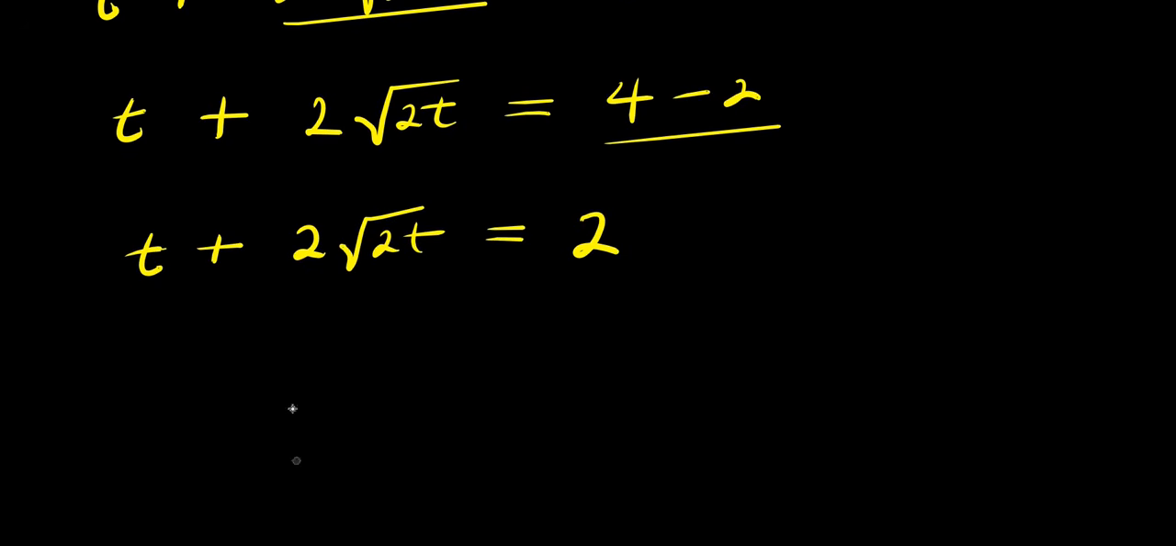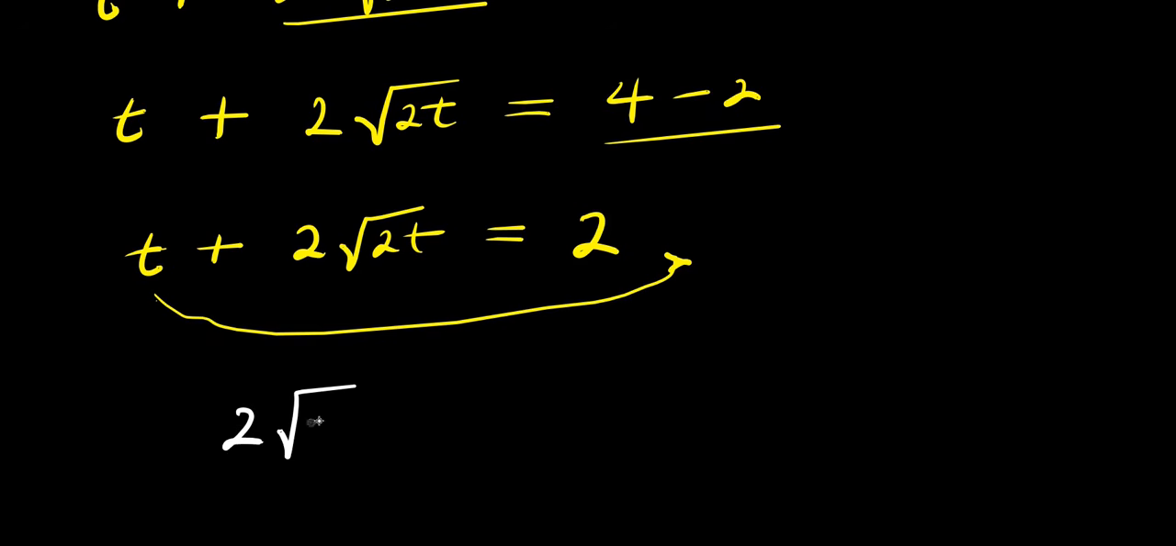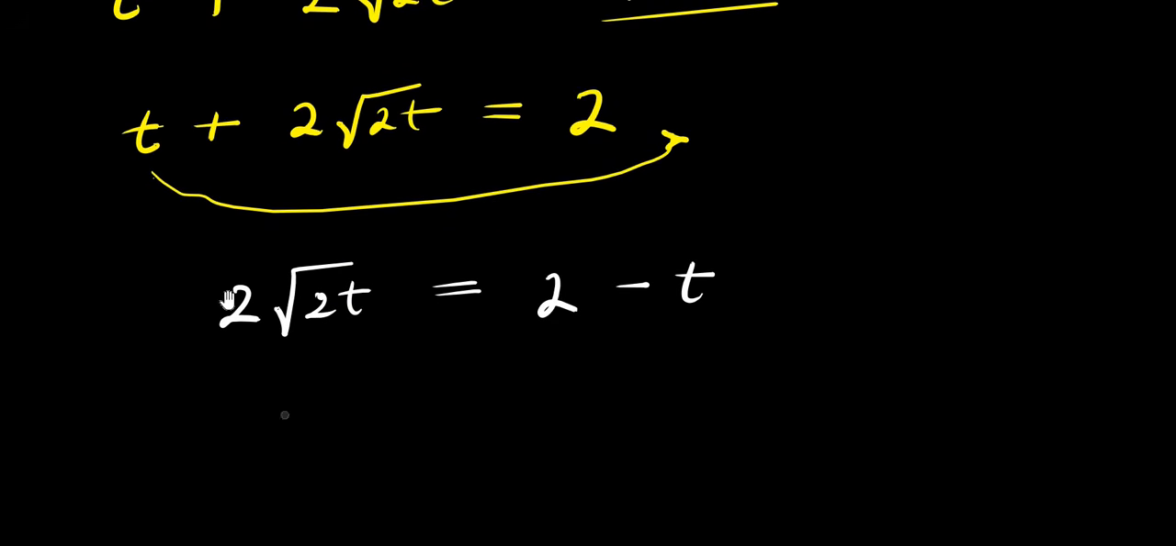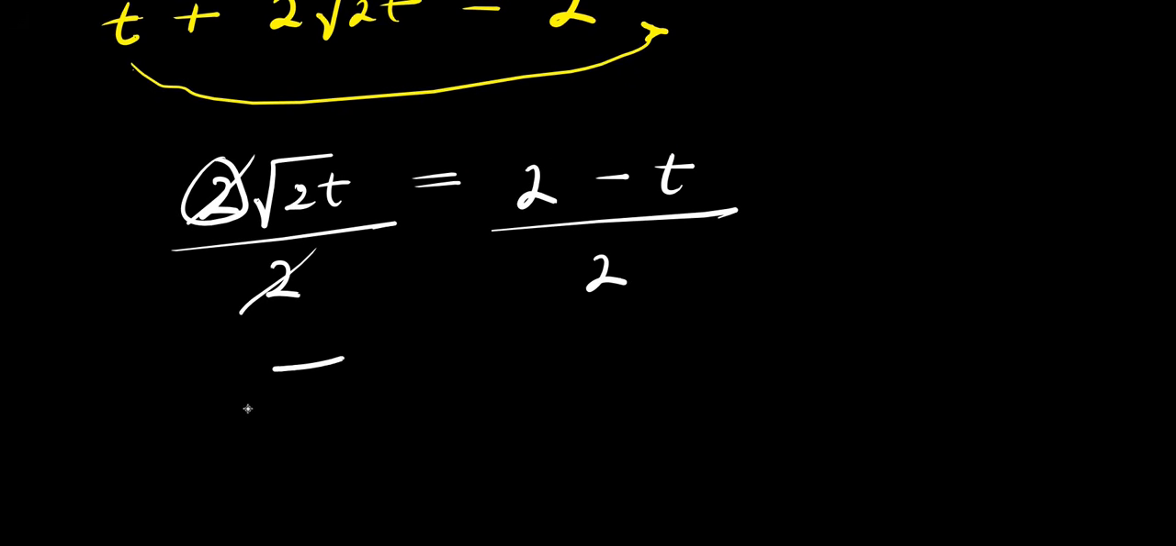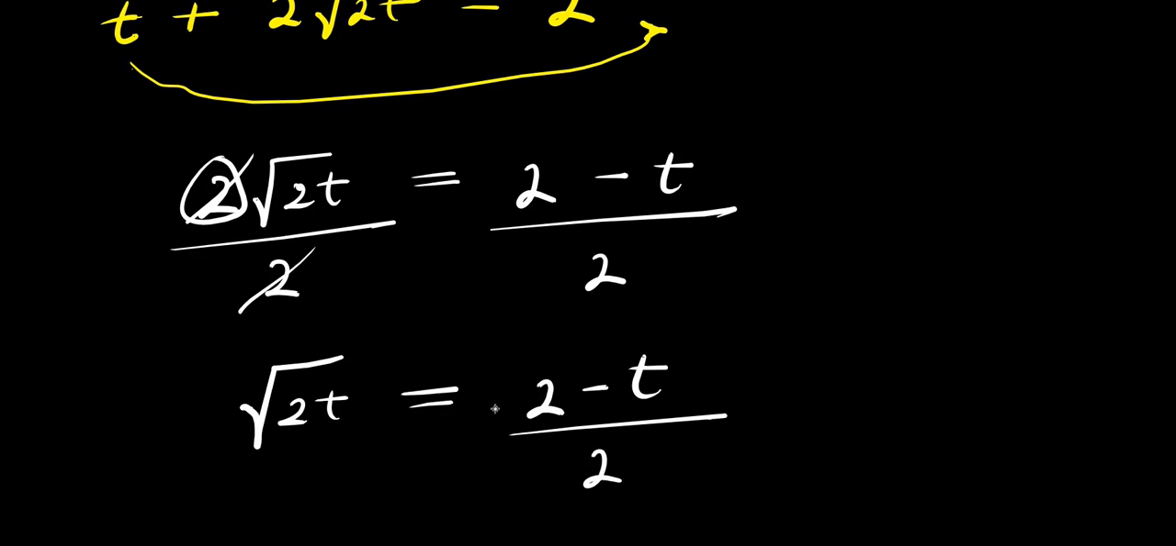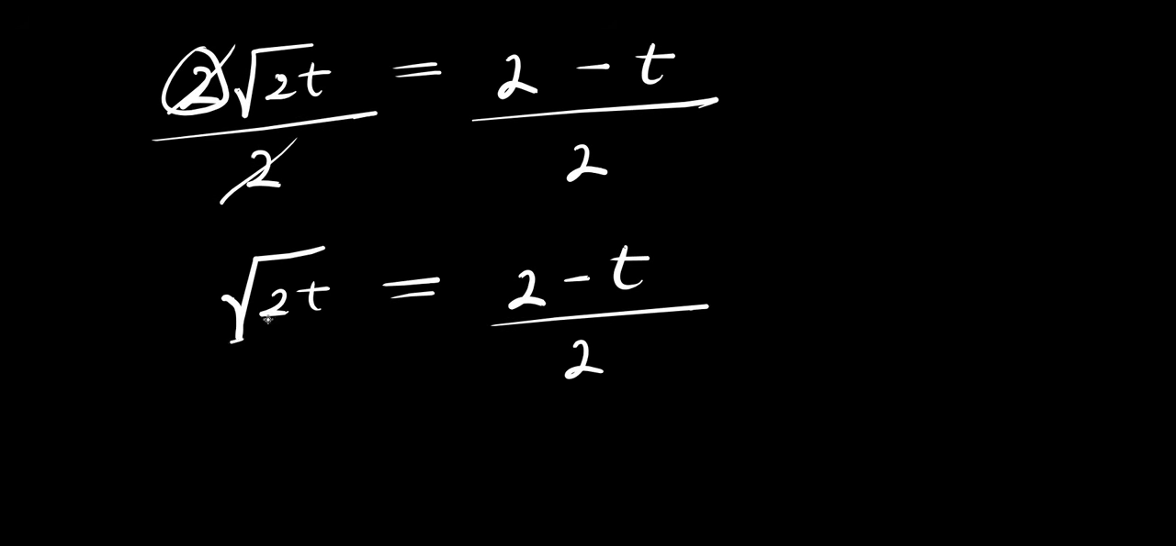So right now, what I can do will be to move this t over here. And I'm simply going to have 2 root 2t equals 2 minus t. So right now, there is 2 here. I can divide this by 2. I divide this by 2. 2 cancels 2. And what I'm going to have will be square root of 2t equals 2 minus t divided by 2.